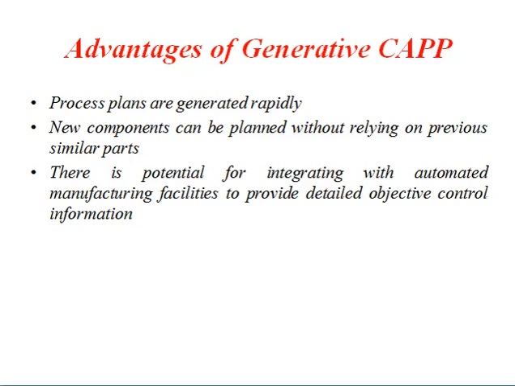Now, if I talk about the advantages of the generative type of computer aided process planning approach, first, process plans are generated rapidly. Here a new component can be planned without relying on previous similar parts. There is no interconnection. We can generate the new component and plan it without relying on or relating to previous similar parts. There is potential for integrating with automated manufacturing facilities to provide detailed objective control information.